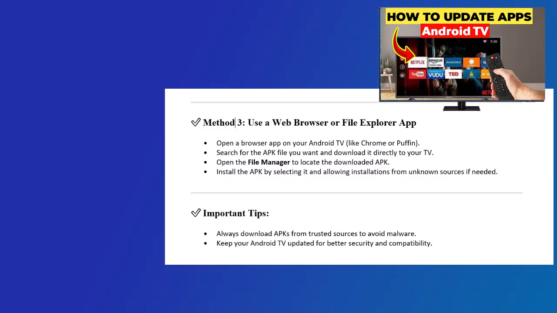Step 3. Use a web browser or File Explorer app. Open a browser app on your Android TV, like Chrome or Puffin. Search for the APK file you want and download it directly to your TV. Open the File Manager to locate the downloaded APK. Install the APK by selecting it and allowing installations from unknown sources if needed.